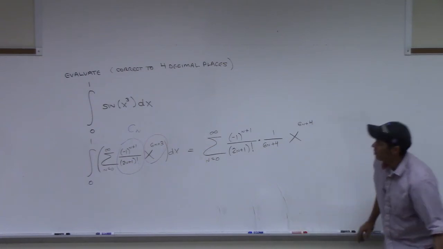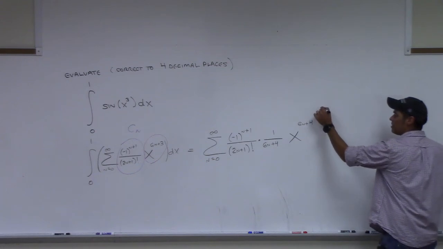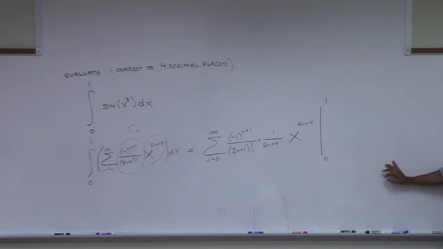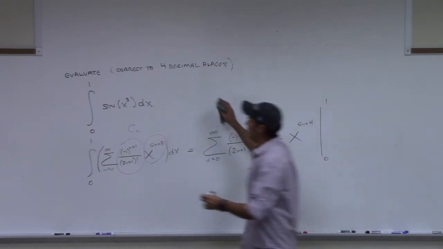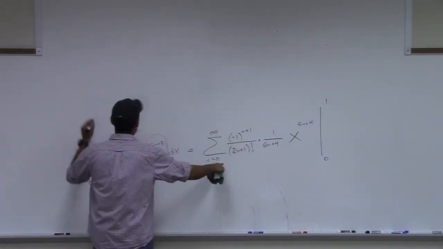Do you all agree? That's the antiderivative, but we want to evaluate this antiderivative from 0 to 1, right? 0 to 1. I'm going to go to the next line. So I'm not ready to evaluate yet. I'm going to write this power series out.